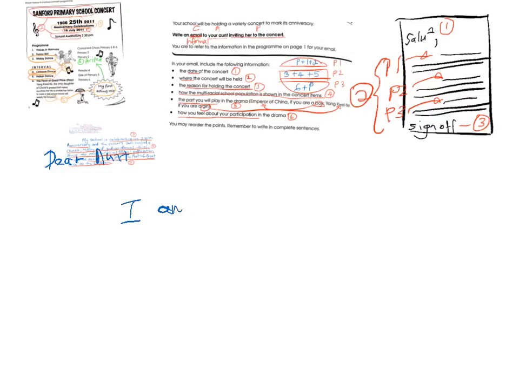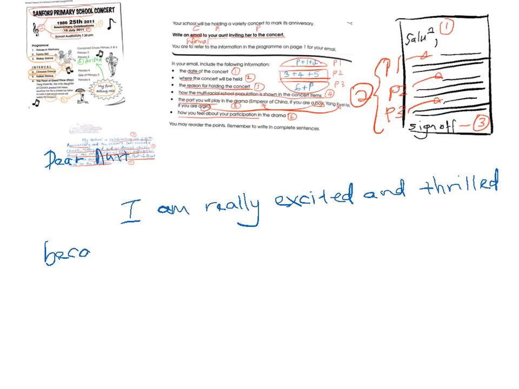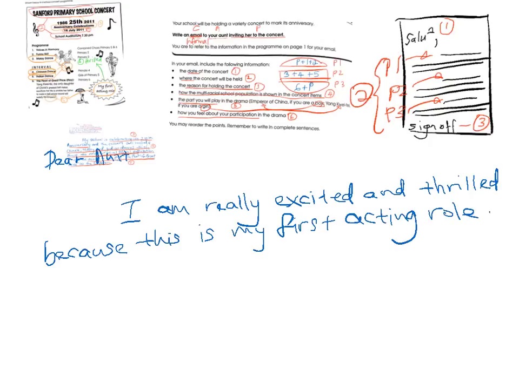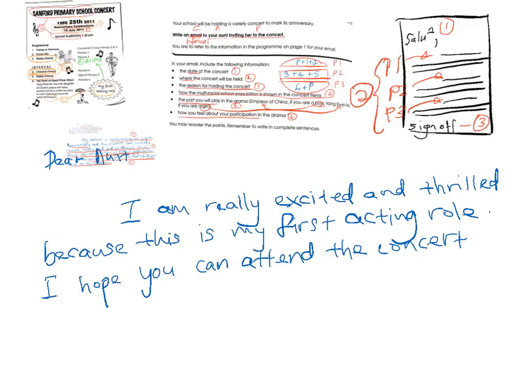I am really excited and thrilled because this is my first acting role. Right, notice I did this just now. I highlighted that part, and this is where it comes in. And I begin, or rather I end off with my purpose statement. I hope you can attend the concert. There you go. This is the purpose statement, asking her to attend the concert.